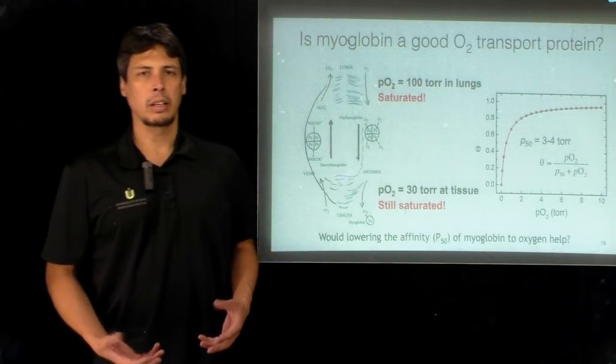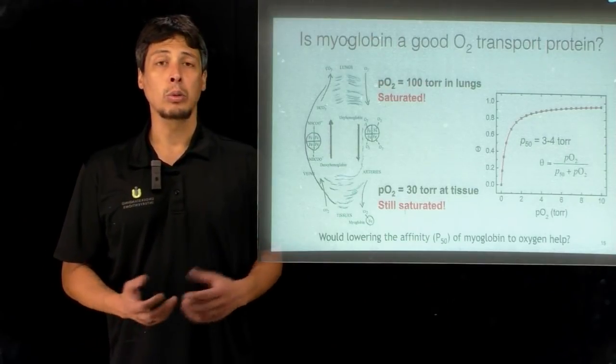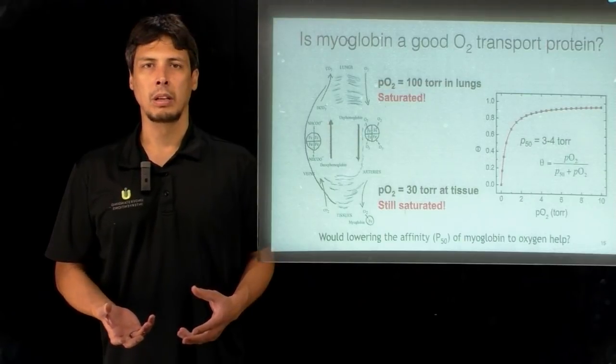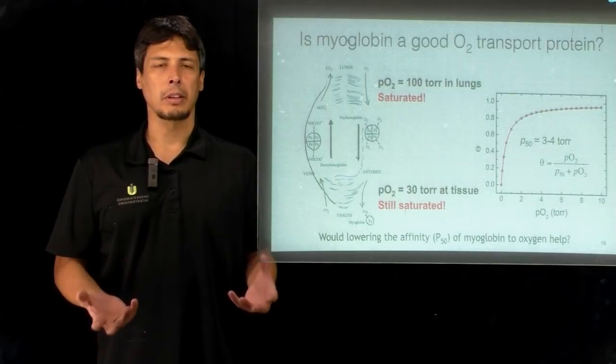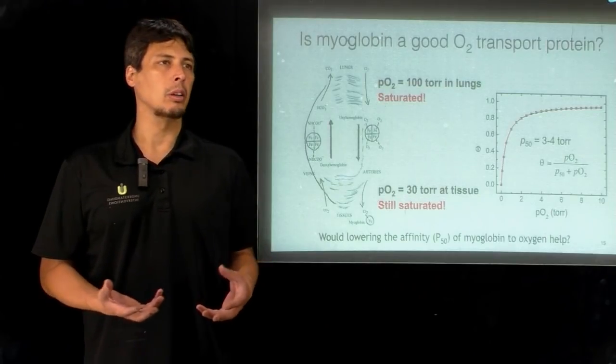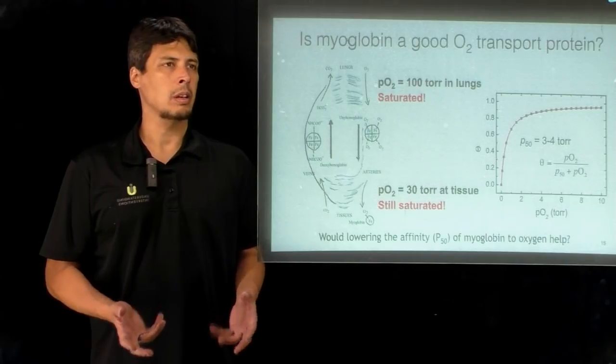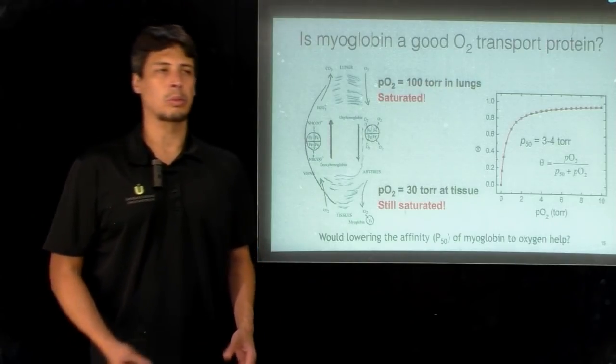Now that we have looked at ligand binding curves and the O2 binding curve for myoglobin specifically, we can use this information to tell us about the physiological function of myoglobin. So the question we want to answer in this case is, would myoglobin be a good O2 transport protein?